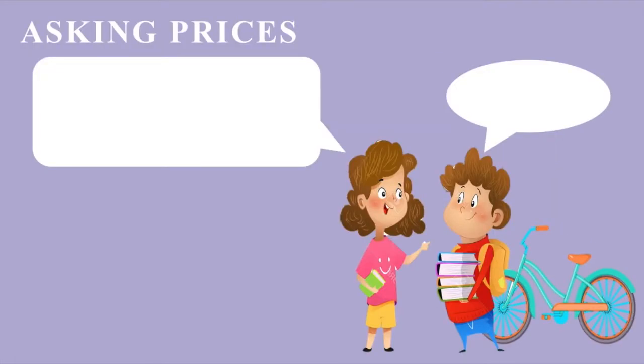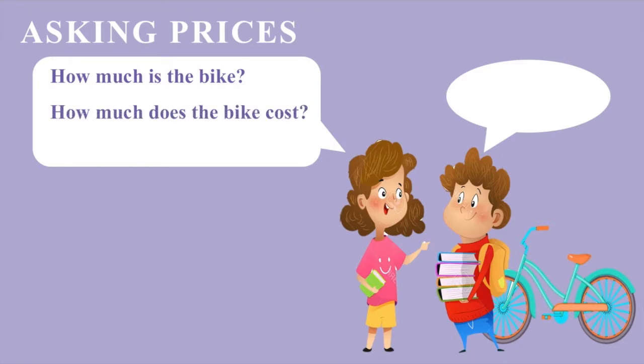Now, let's imagine that you want to ask the price of the bike. How can you say? Okay, you can say, how much is the bike? Or, how much does the bike cost? Or, what is the price of the bike? You can see that from the three examples here, we can use three structures to ask the price of something.